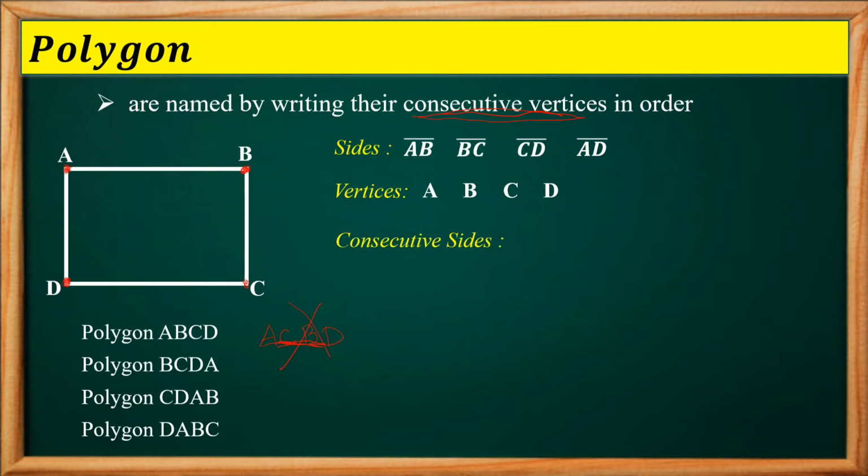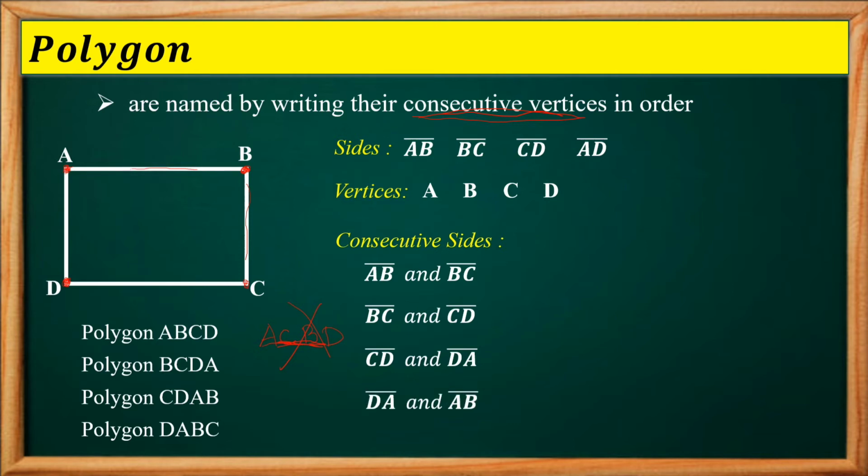Now, we need to identify the consecutive sides. Ayan. The consecutive sides. Now, if we will have here side AB, or line segment AB, the consecutive is, what is next? Line segment BC. Ayan. If we have AB and BC, sila yung magkasunod. Now, if we will have here BC and DC or CD. Next, CD and DA or AD. Next, DA and AB. Those are the consecutive sides.